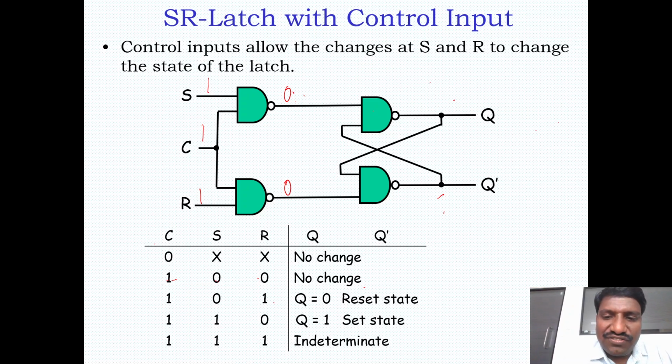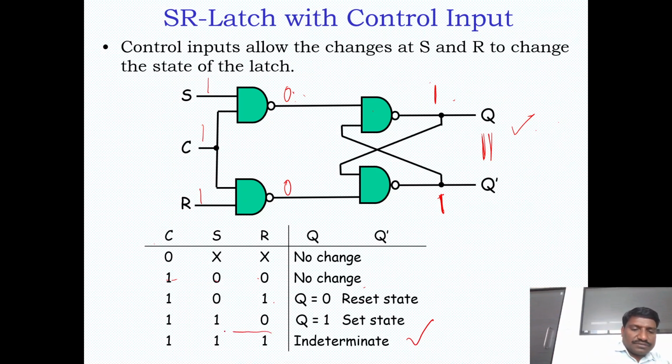Then, if one of the inputs is 0, output will be 1. For a NAND gate, if one of the inputs is 0, output will be 1. I need not look at the other input. Okay? So, without looking at the other input, I can say both are 1. So, what exactly am I proving? Q equal to Q bar I am proving. Is it possible? Not possible. So, indeterminate or invalid. Invalid input. S equal to 1, R equal to 1 is an invalid input. Okay.